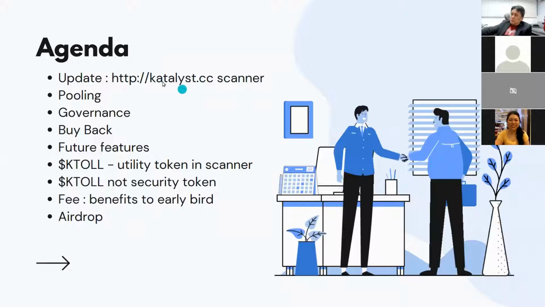Okay, so the first item to cover is the katalyst.cc scanner. Secondly, I will talk about pooling. This is something new. Not many people know about this. The clients in the scanner, of course, probably didn't know about pooling. So today I'll talk about pooling. The third one, I'm going to talk about governance. The fourth one, good news for everyone who is holding on to Keto.